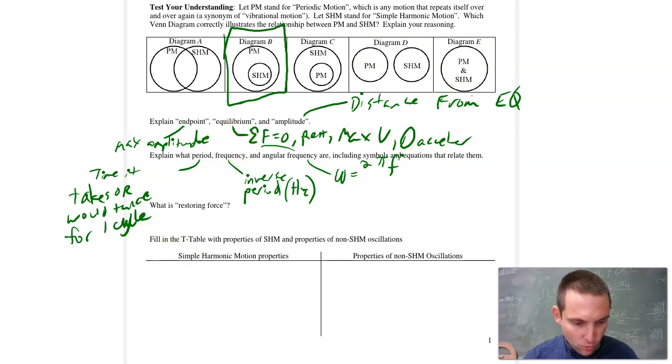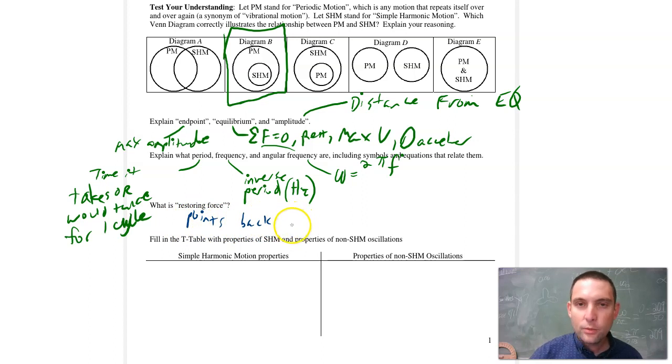What is a restoring force? Restoring force points back towards equilibrium. It tries to bring it back home, whatever it is, whether it's a mass on a spring or a pendulum or a physical pendulum, it points back towards equilibrium.